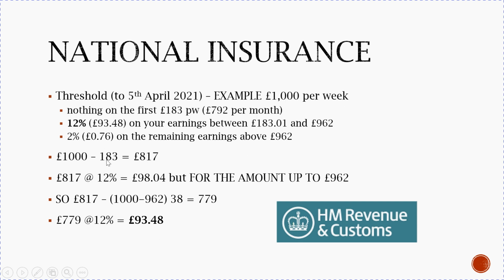So remember, your first 183, no national insurance. On the amount that you earn between 183 and 962, it's at 12%, which is this amount. And then anything above 962, which in this case will be £38 because of 1,000 minus 962, so there's £38 above that. So £38 will be at the 2%, and that's where the 76 pence comes in. So that's how your national insurance works, just as an example.